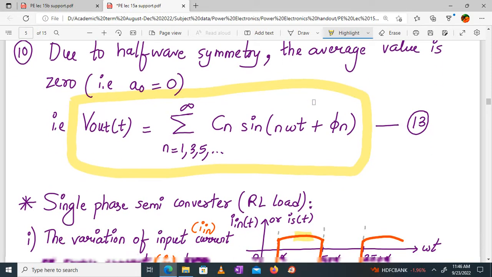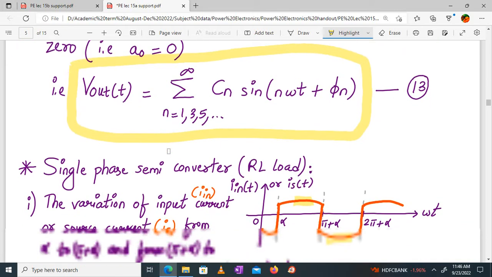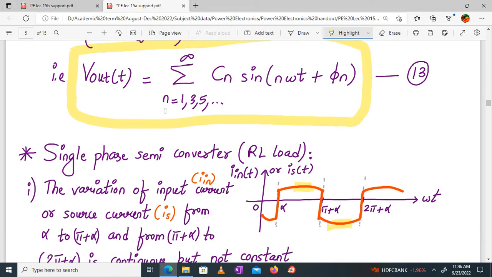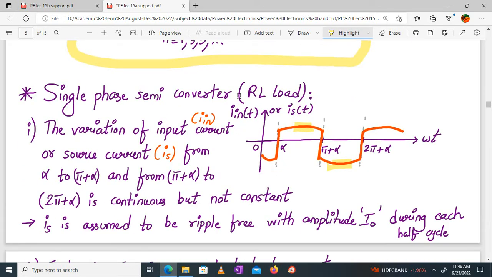So your equation gets simplified to this now. That A0 term also disappeared, and now you have this summation of n equal to 1, 3, 5 up to infinity Cn sin n omega t plus phi n. So whatever we discuss from now on, this will be the basis of it. Are you following? Now, till here, equation number 13, nothing is there in your syllabus. From now on, where I write single phase semiconverter with RL load, everything is there in your syllabus.